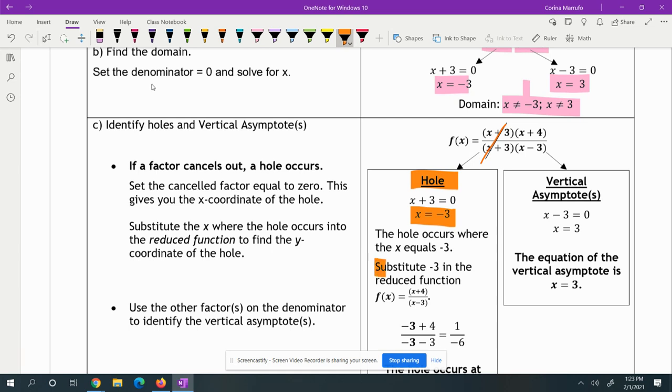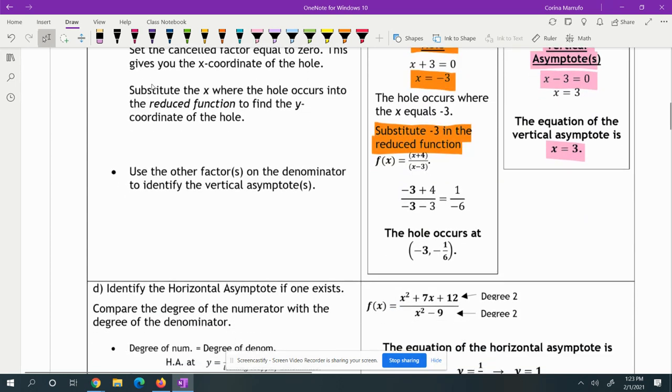So to find that y value, you have to substitute the -3 in the reduced function. Okay, your reduced function is this section right here, the part that does not cancel. That is considered the reduced function. Okay, then your vertical asymptote would be the factor that does not cancel, which is the x minus 3. And remember, your vertical asymptote is going to be x equals a number.